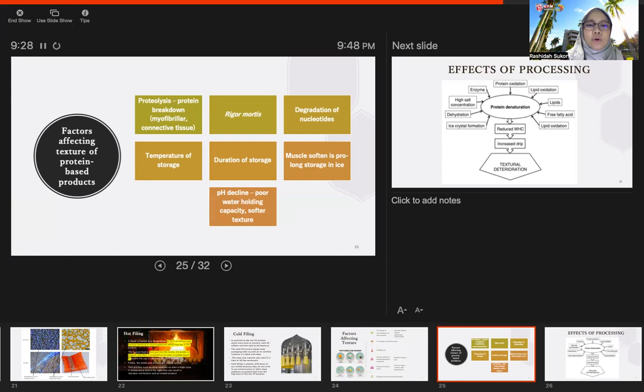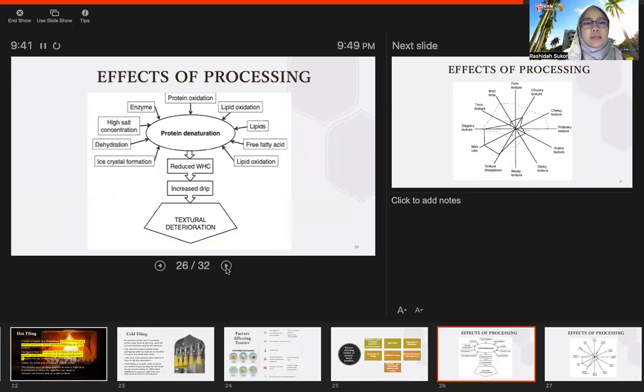Okay, so if you have poor water holding capacity, then you will have a softer texture, because you would lose some of the water. Okay, and also effects of processing. One is protein oxidation. You will have lipid oxidation, free fatty acid. Okay, enzymes. You will have high salt concentration, dehydration, ice crystal formation. These are the important factors that will make protein denature.